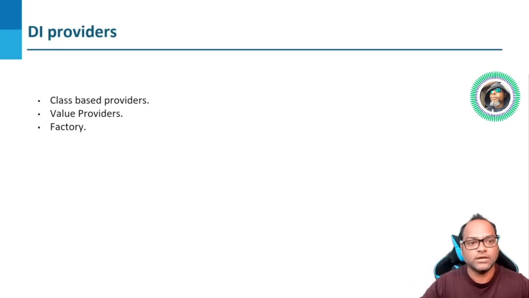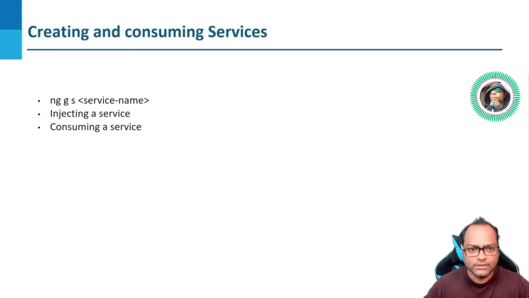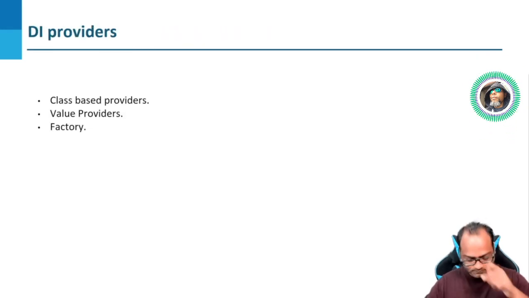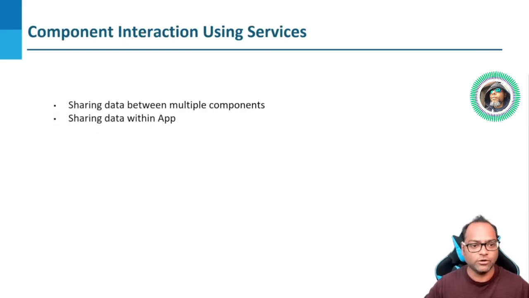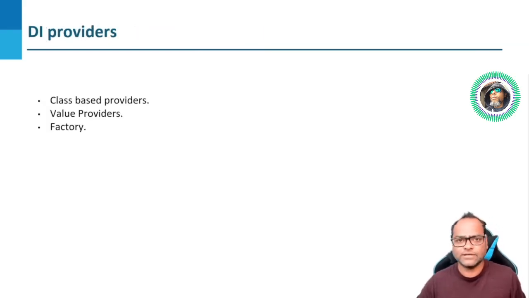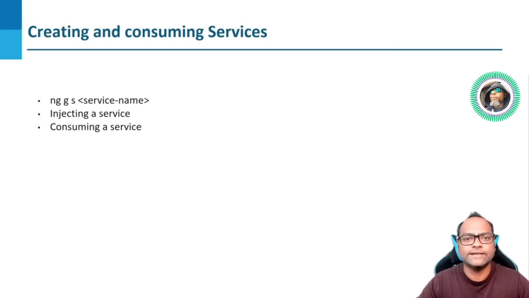As I said, there are multiple types of providers. So you have class-based providers, then you have value providers, and we have factories. We'll talk about those. What are those? And before we actually go ahead and talk about other DI providers, we'll start with class-based provider. So we'll start with class-based provider, then we'll see value provider, and we will see factory as well. So here, let's go ahead and see how you can create and consume a service. We will also talk about what service does, because that's important, right? Before you go ahead and use something, you have to be aware why it is used.